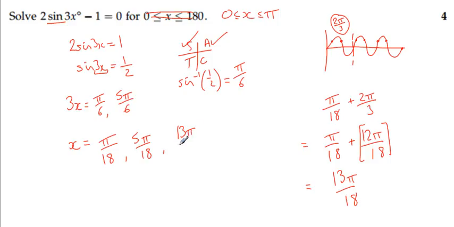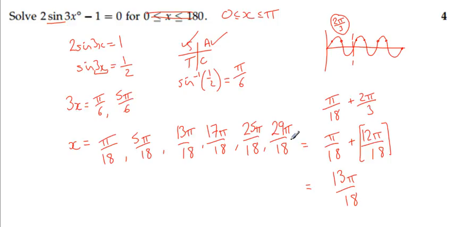Okay, the second one there, your 5 pi over 18, is going to become 17 pi over 18 because you're adding on that 12 pi on the top. Okay, and then same again, that 13 pi over 18, add another 12 pi over 18. It will be 25 pi over 18. And then 17 pi over 18, add another 12 pi over 18 on the top is going to be 29 pi over 18.